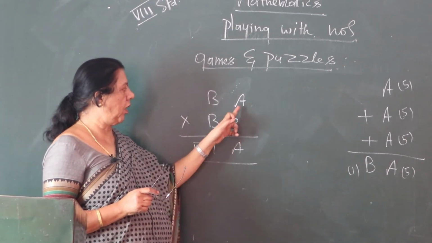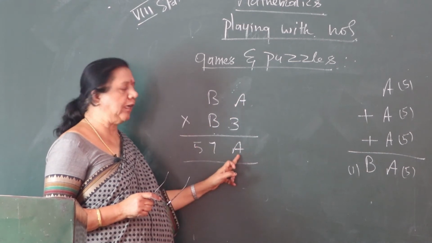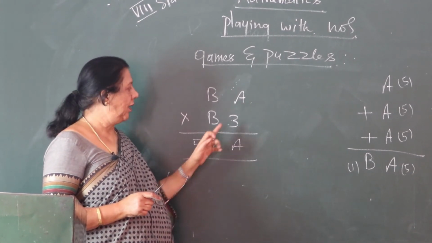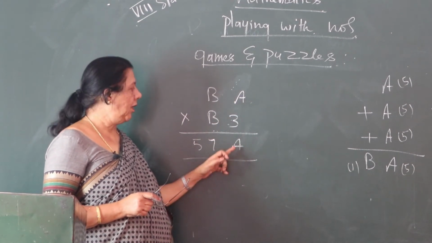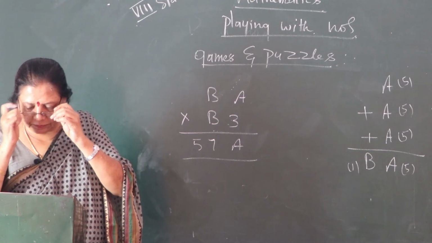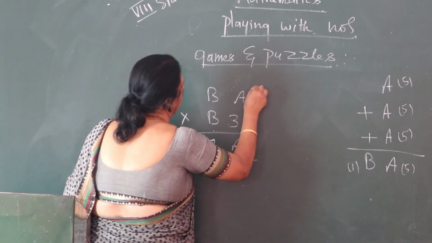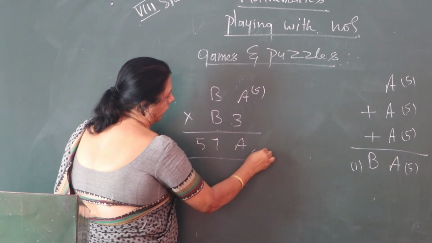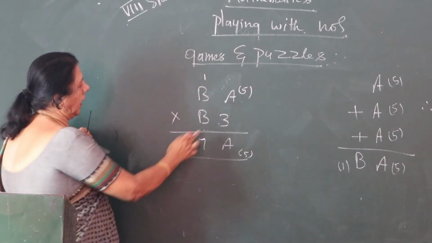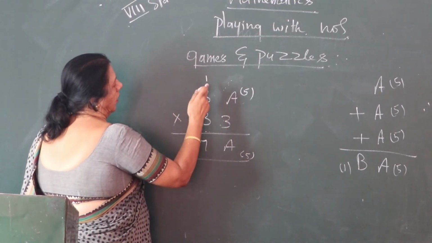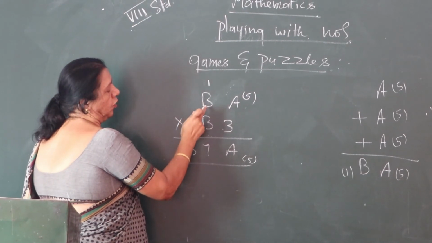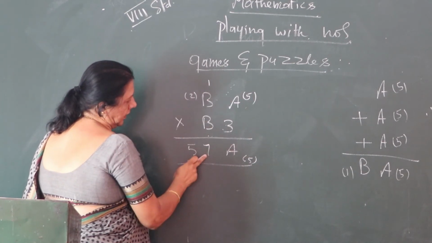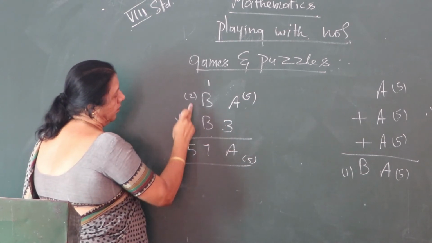See here, what value you are giving to this A, the result should be the same. So which number you are substituting? 3 into A. What value you are giving? If you take 5. See, 3 into 5, 15. You are getting it. Here 1. What number if you give for the B? 2 you give for the B. 3 twos are 6. 6 plus 1, 7. Follow it, children. Then B value is 2.